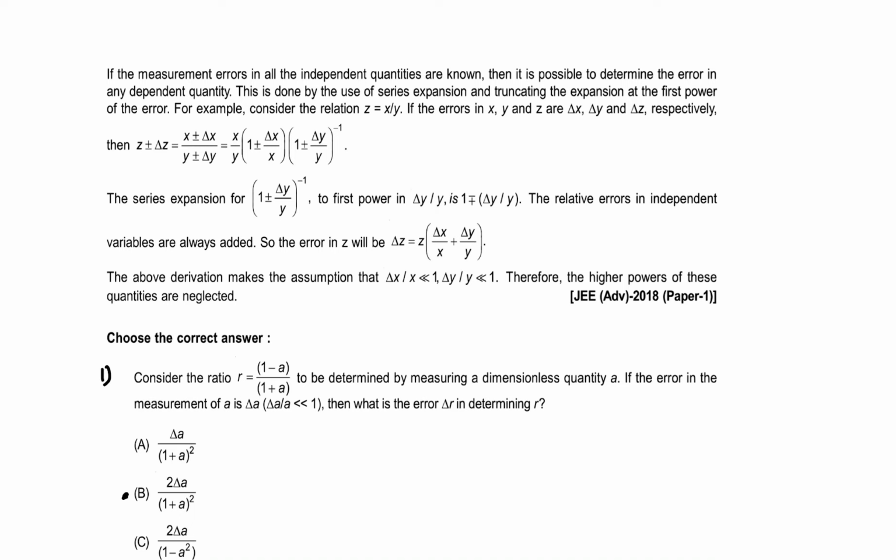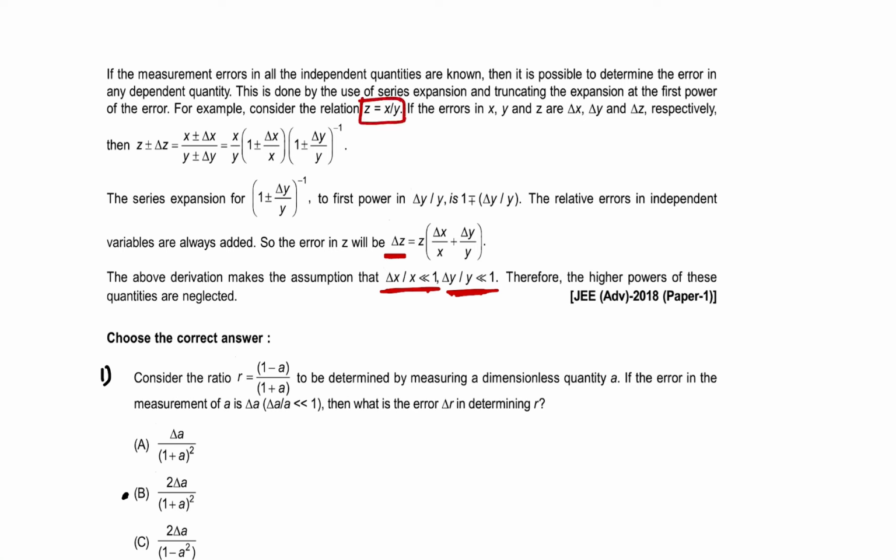Next question we are going to see. This question was asked in the Advanced 2018 paper. This is the given data. It is like a paragraph, just explaining how to write the fractional or relative error. Whenever delta x by x and delta y by y are very much less than 1, in that case higher powers of these quantities can be neglected.